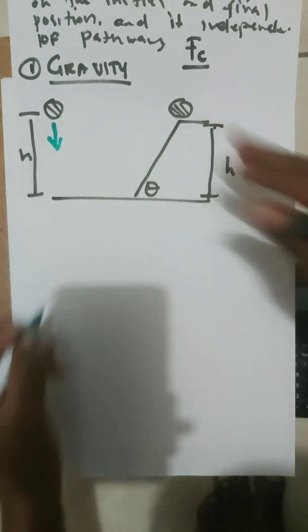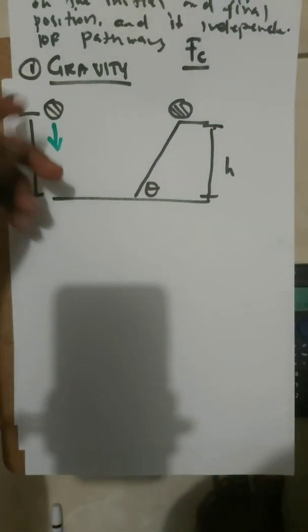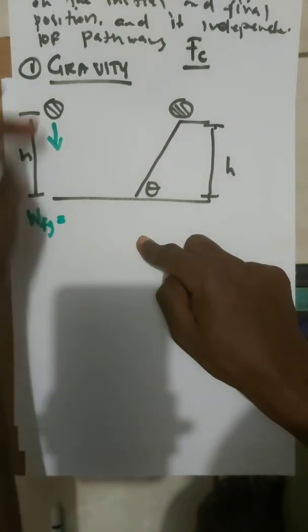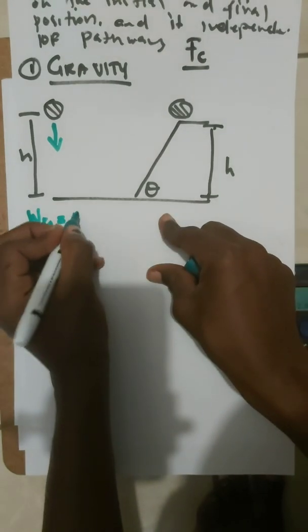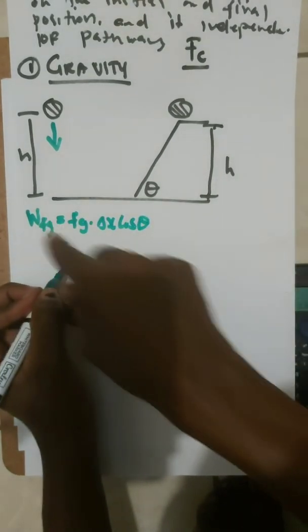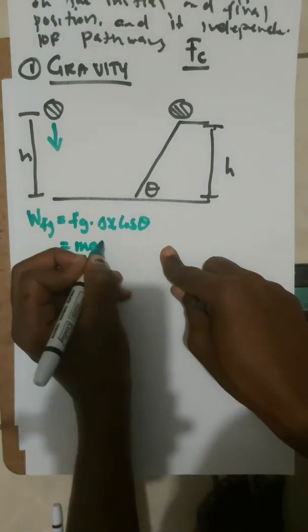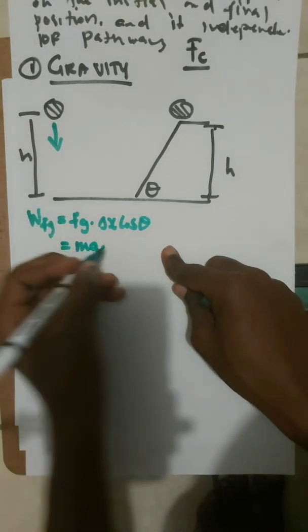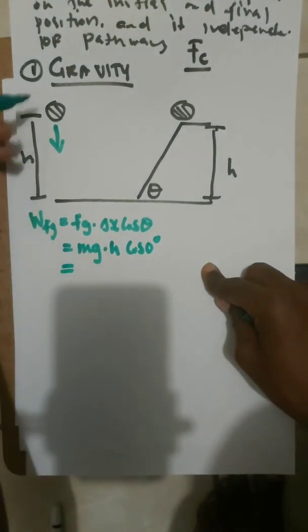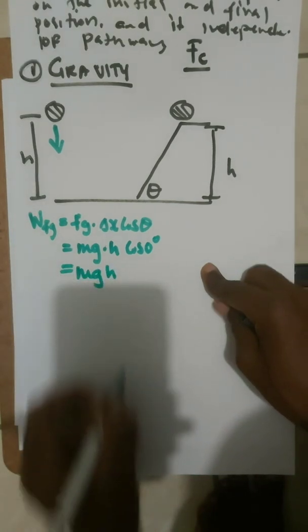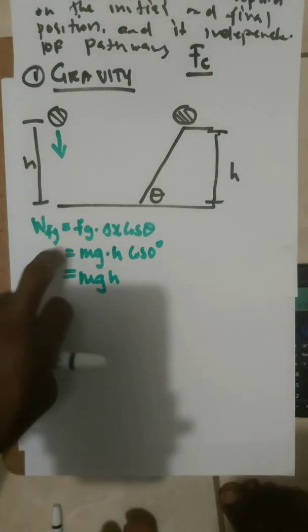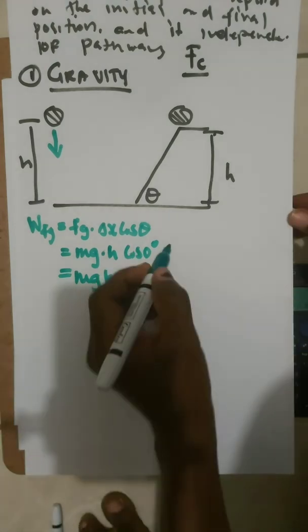When I just drop this, it is going to go downwards. The force that is acting here is Fg, going down. So the work done by Fg for the first one is going to be Fg multiplied by x cos of theta. My Fg is basically mg, and my x, since it's going straight down, is h. Then cos of 0. So the work done by Fg here is just mgh.